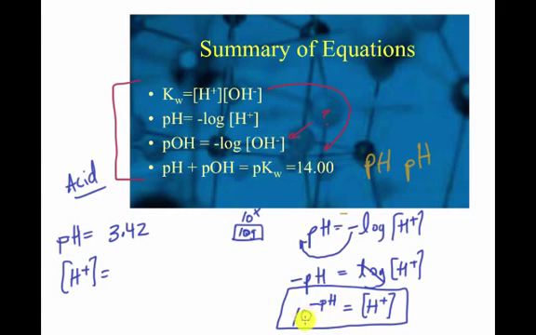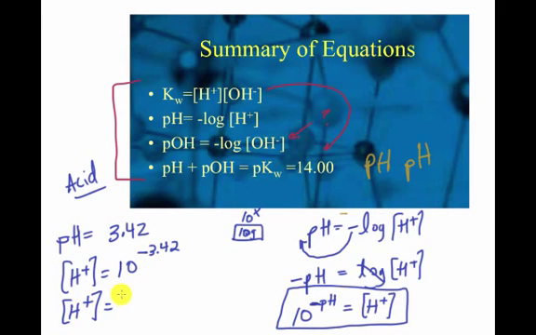I take 10 to the negative pH. So right here I'm going to take 10 to the negative 3.42, plug that in my calculator, and solve for my hydrogen concentration. What would my exponent be? It's going to be a 4 because of the number I have. Let's do it on our calculators.